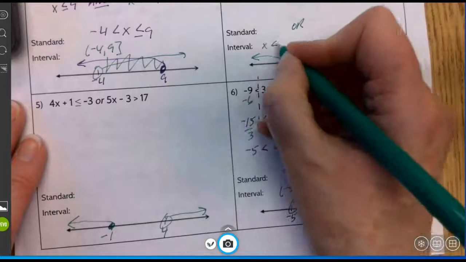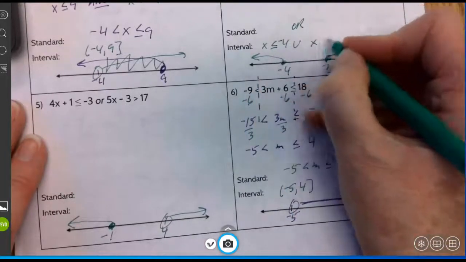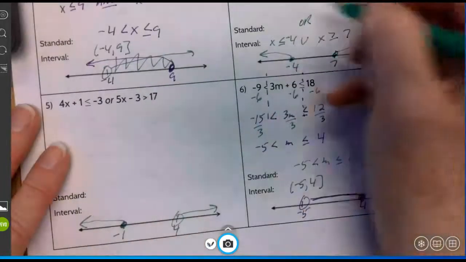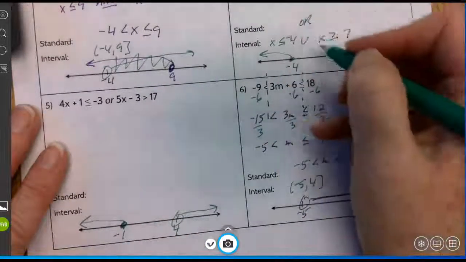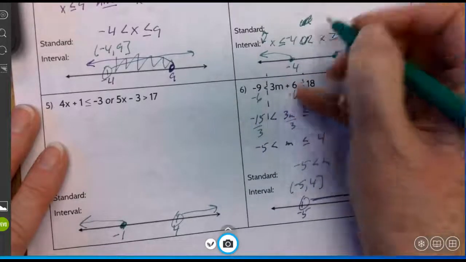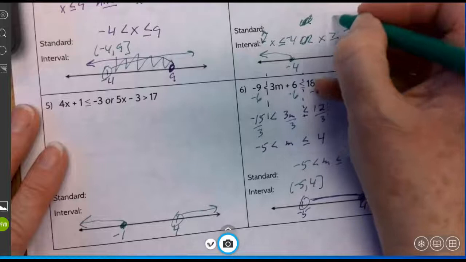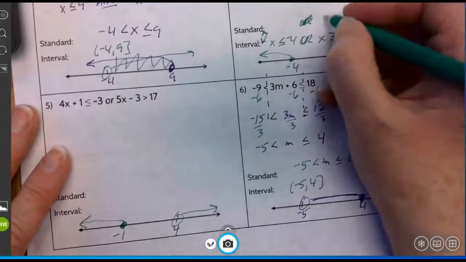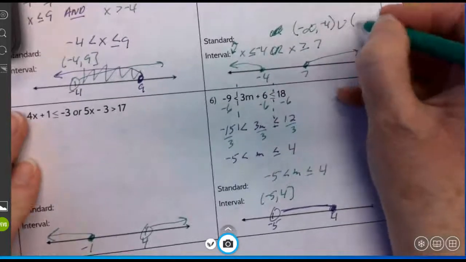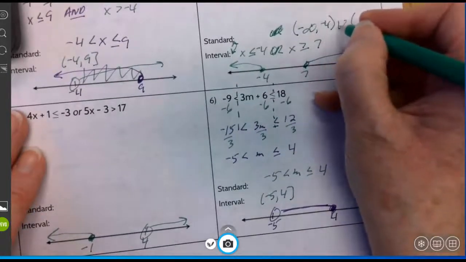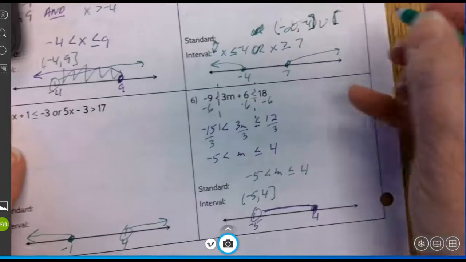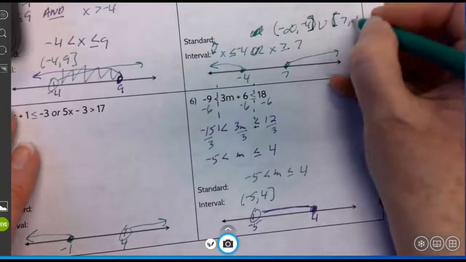So x is less than or equal to -4. X is greater than or equal to 7. And standard, of course. Oh, hey, look, I switched these two. So this one would be the union of, so it'd be negative infinity to negative 4, union with square bracket on the negative 4, square bracket on the positive 7, then 7 goes to infinity.